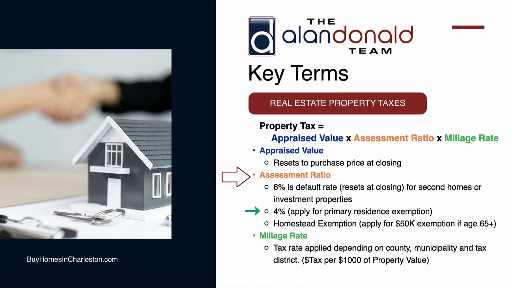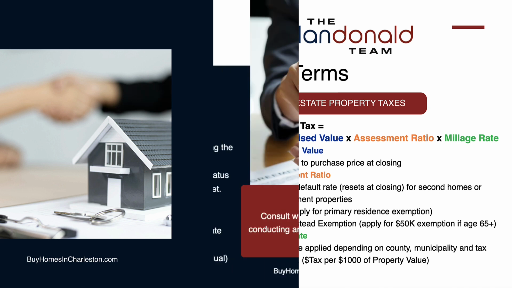In addition, if you're over 65 and have lived in that home as your primary residence for more than a year, you can request a homestead exemption that exempts the first $50,000 of value from taxes. The millage rate is the tax rate applied that depends on the county, the municipality, and the tax district. So different properties in different counties, municipalities, and tax districts are taxed at different rates.